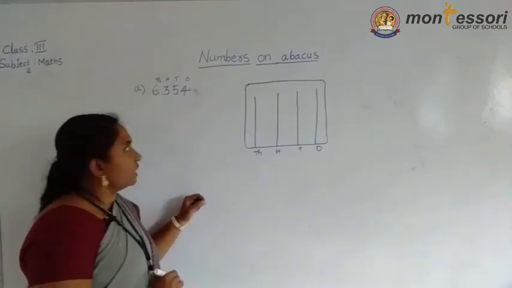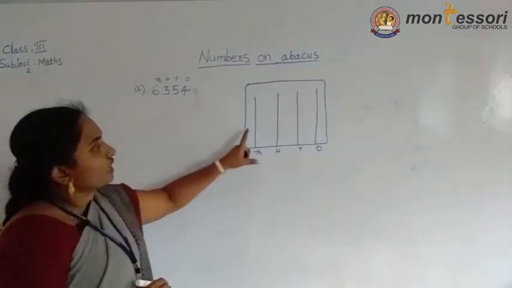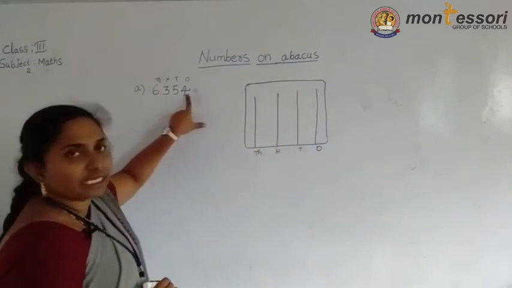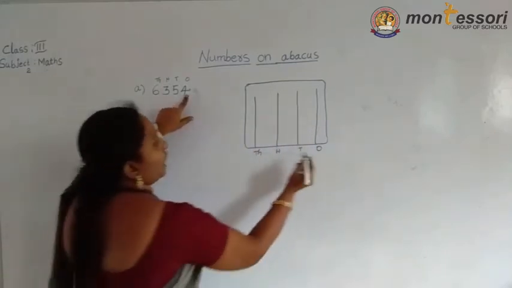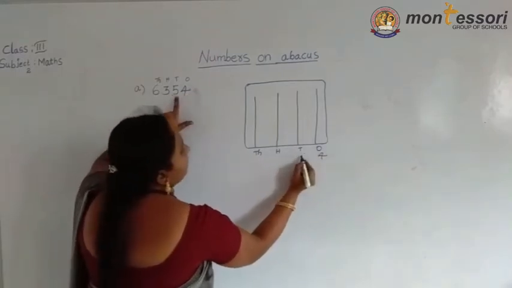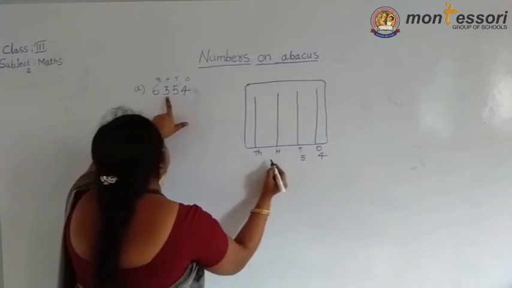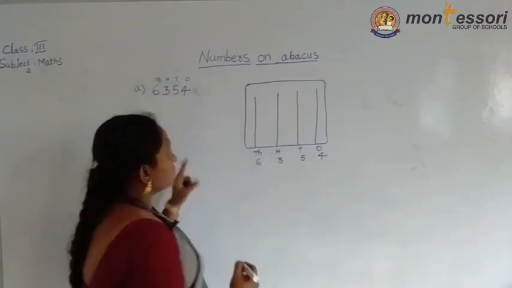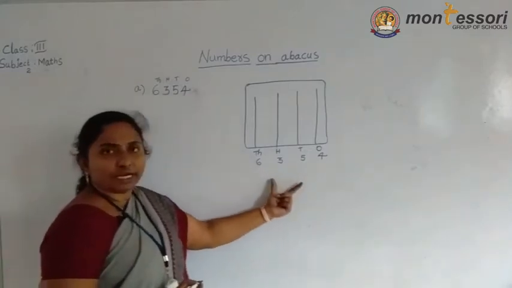So now here how many digits are there? 4. That's why I draw 4 lines. In the ones place, what is the number here? 4. I'm writing 4 here. And in the tens place, what is the number? 5. Next the hundreds place 3 and thousands place 6. Whatever number is given, I am writing it here.